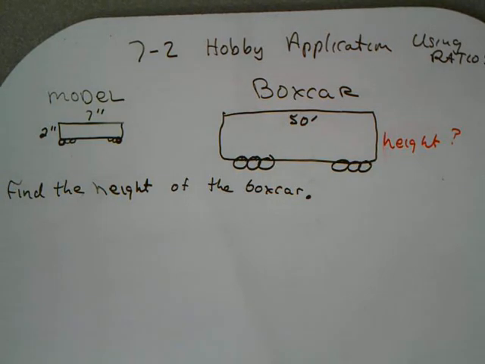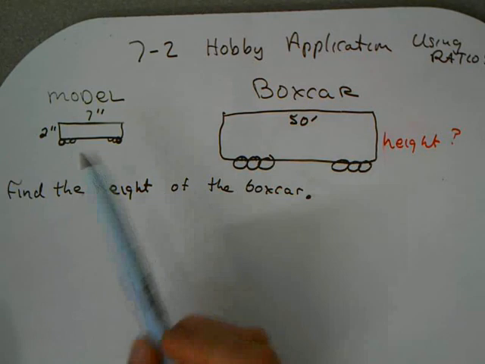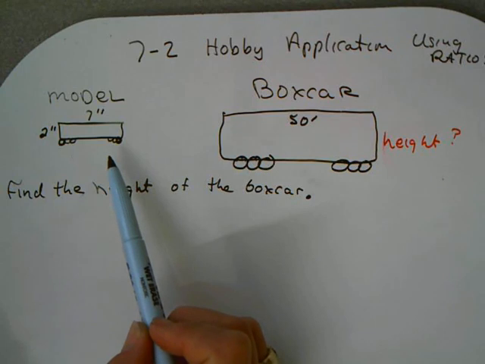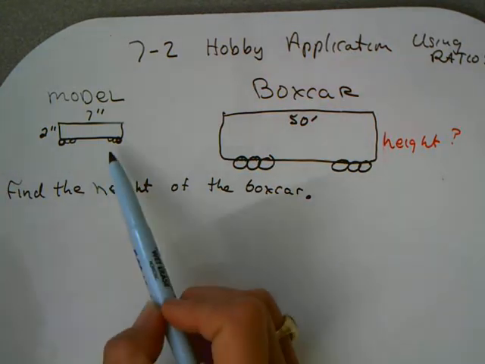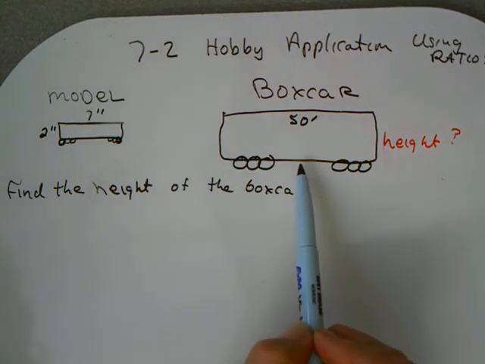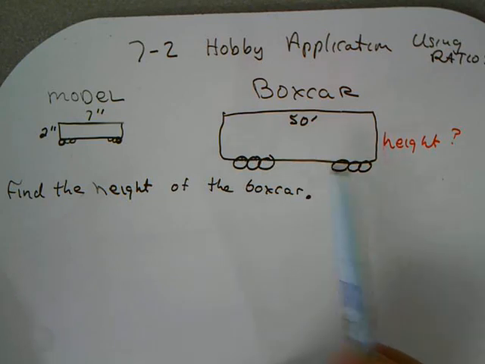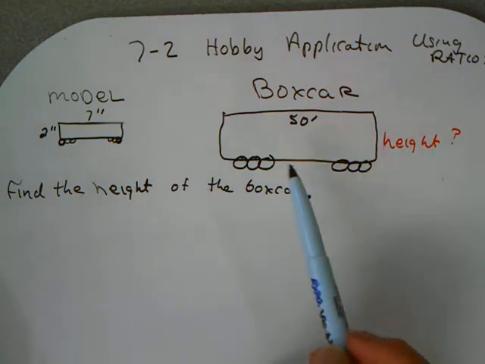Today we're going to look at a hobby application using similar figures. Let's say we have the model. In this case, we're going to use the model of a boxcar. We could be using the model of anything, a car, a truck, a plane, a horse, a tower, a picture, it doesn't matter. But anytime you have the model of something and the actual figure, we know that they're similar figures. And that means that the measurements will be proportional. And if the measurements are proportional, we can write a proportion and find missing measures.